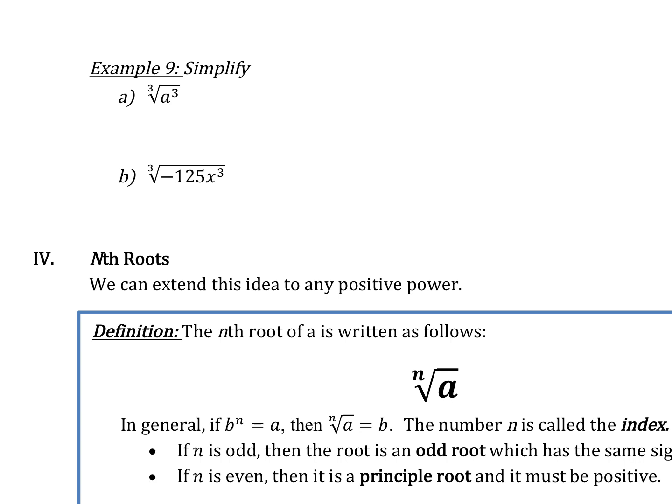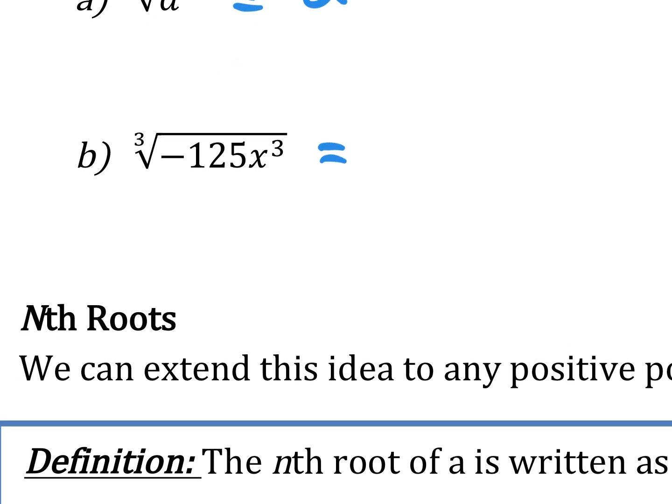So now we can see that when we cube root, it's the opposite of cubing. So the cube root of a cubed is a. And we don't need absolute values because a does not have to be a positive number. We can get a negative number when we cube root. That's totally fine. Okay. All right.